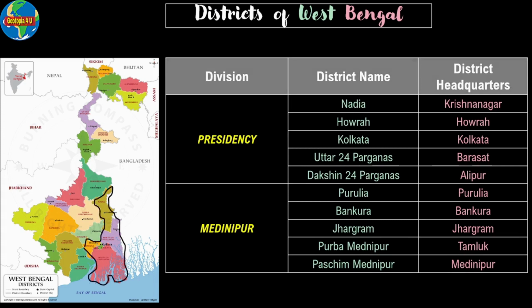Next, we have got the Presidency division, which includes the districts of Nadia, Howrah, Kolkata, Uttar Chobbish Pargona, and Dokhin Chobbish Pargona. Lastly, we have the Medinipur division, which includes the districts of Purulia, Bankura, Jhargram, Purbo Medinipur, and Paschim Medinipur.